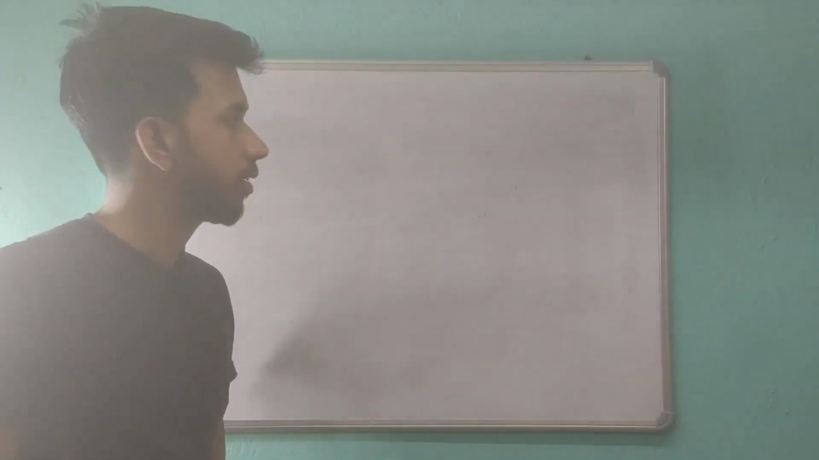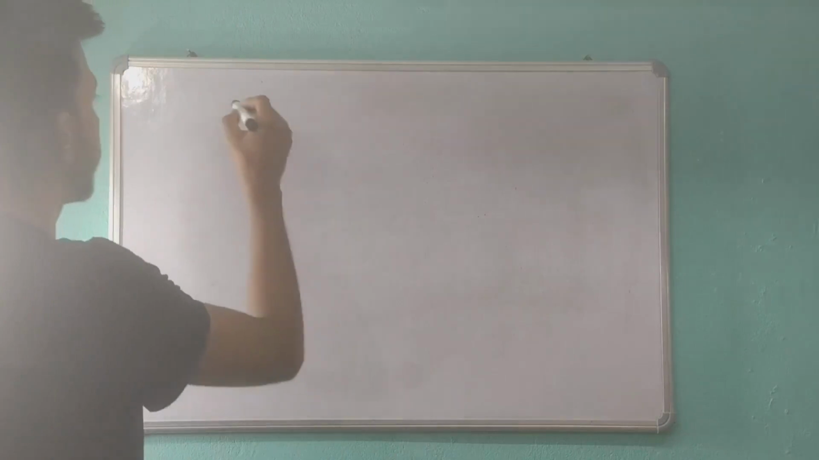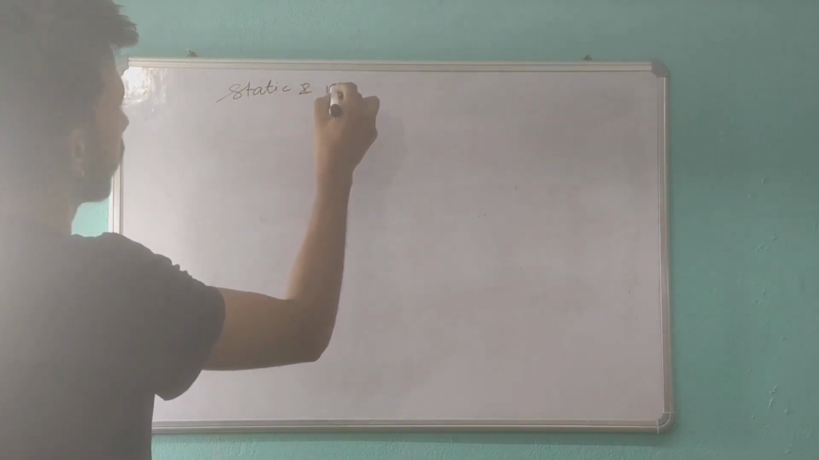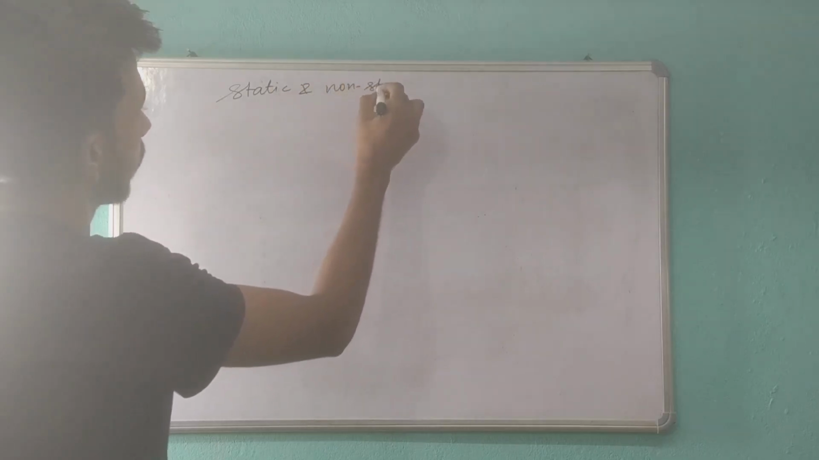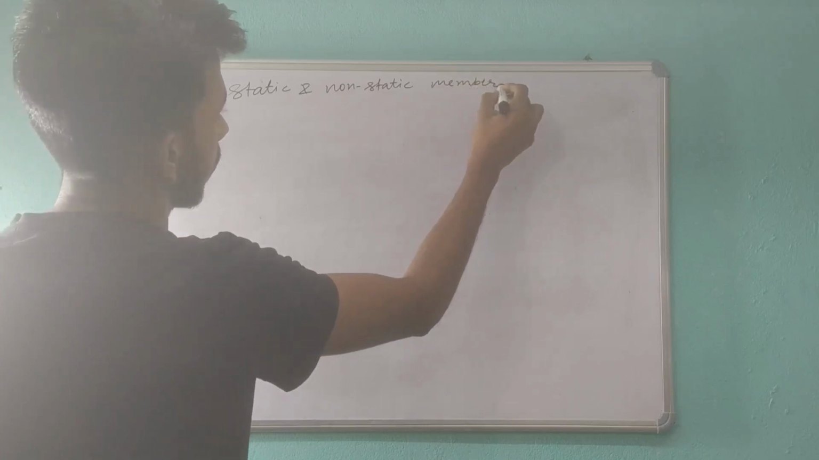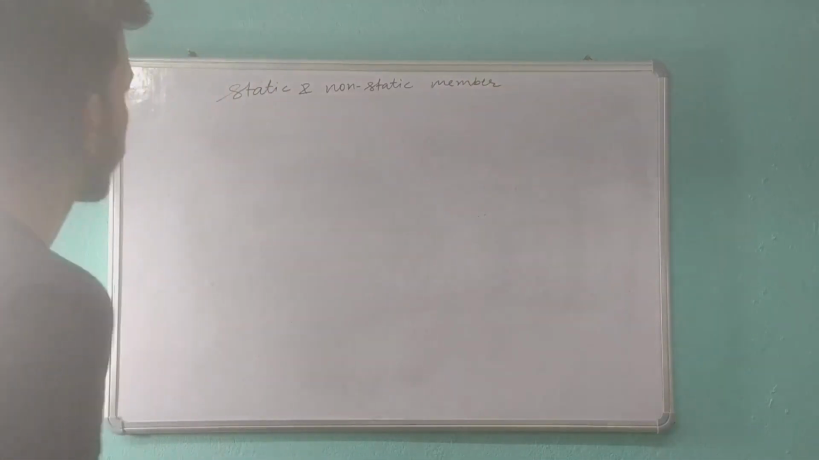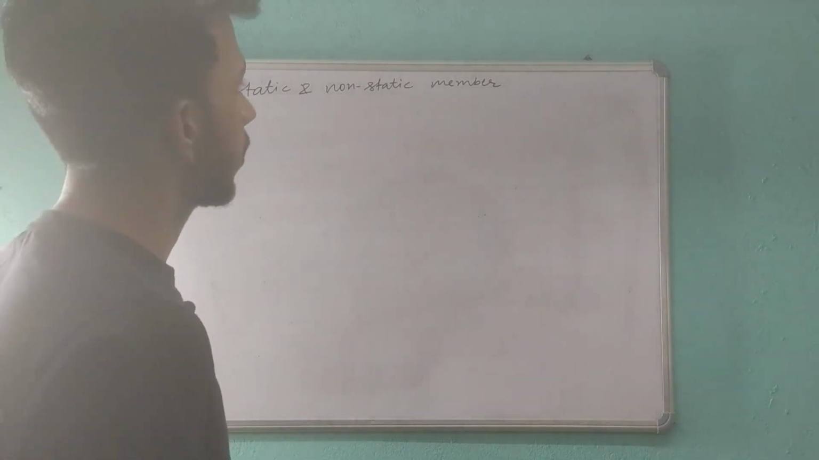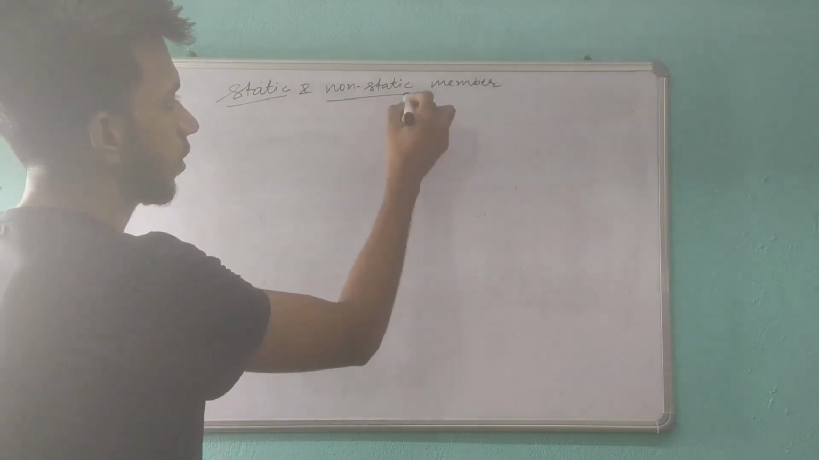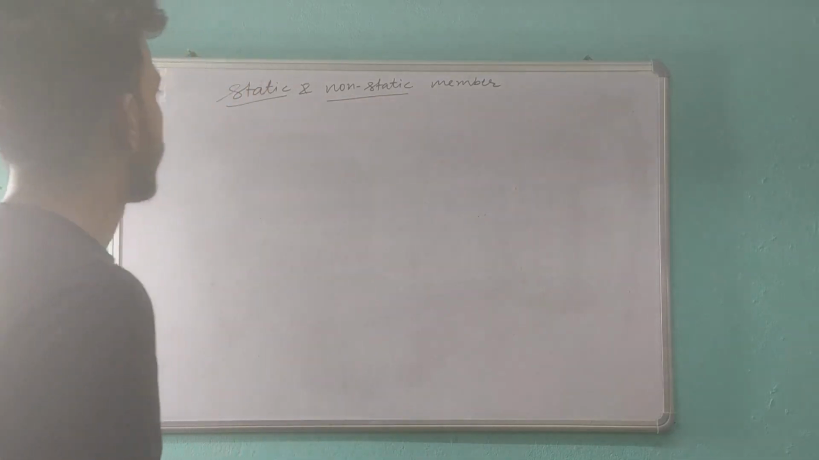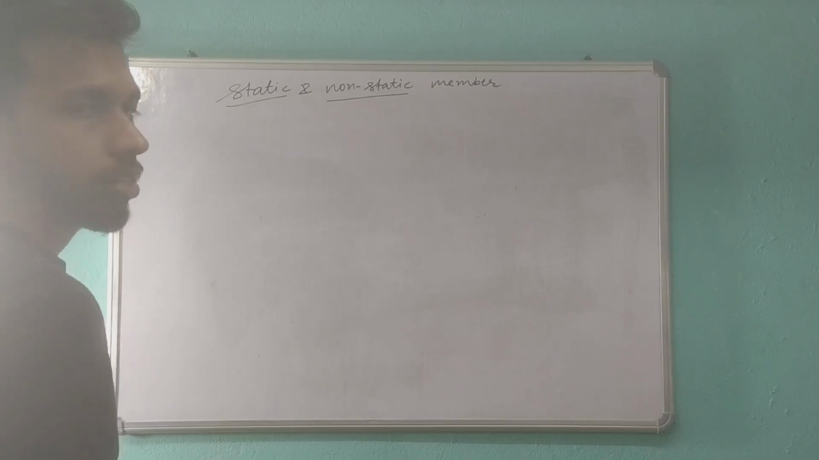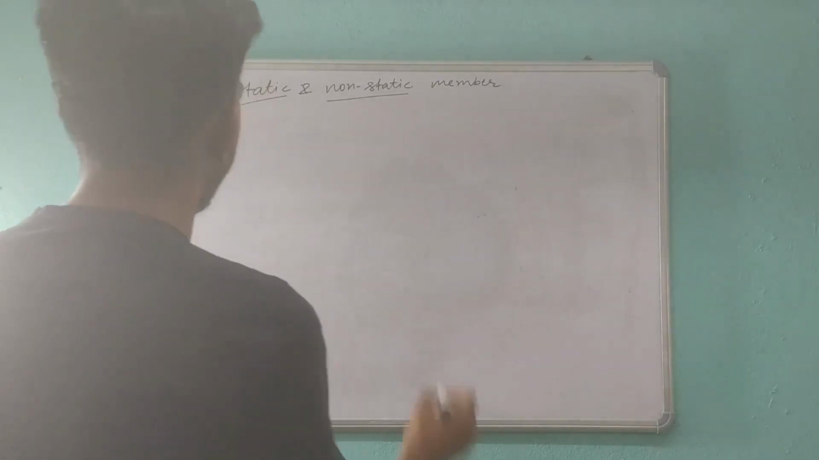Let's begin with static and non-static members in Java. There are two types of members of a class. The first one is static members and the second one is non-static members. Let's understand the static and non-static members with examples.